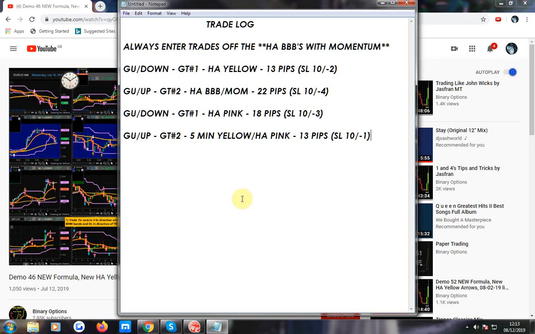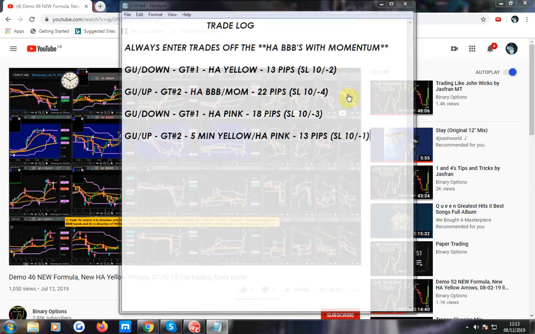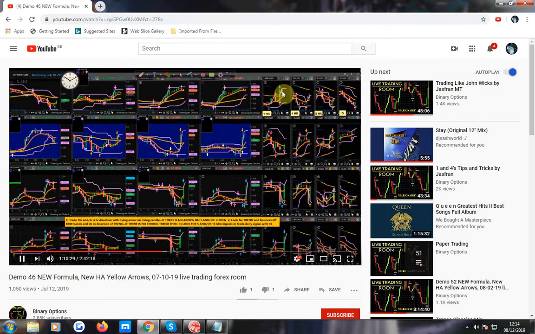But again, Stephanie, anybody really, Rocky, Fred, TK, Hans, just make it as simple as possible. Look for the HA signals on the HA BB bands. If there's no signal on the HA BB band, but there is a signal on the 5-minute, that's okay. If there's no signal but you're outside, like I've shown you on a couple of recordings, there's no signal, but you were outside and you got momentum, that's okay.